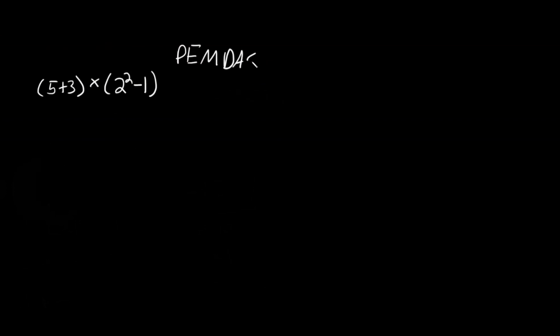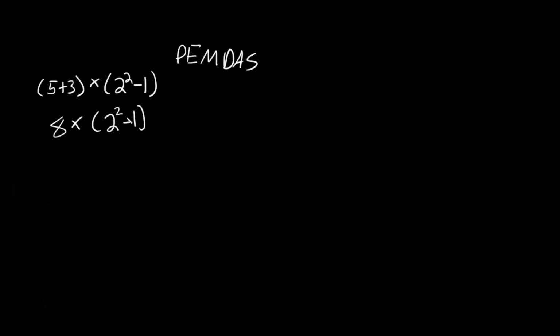PEMDAS. So let's go left to right looking for parentheses, and we see there is a parentheses here, 5 plus 3. So there's only one operation, so we can just do that within the parentheses, and this will be 8. But remember, we don't need to write the parentheses since it's only one value now, so we will just write 8. And this is being multiplied to the expression 2 squared minus 1, and that is all in parentheses.